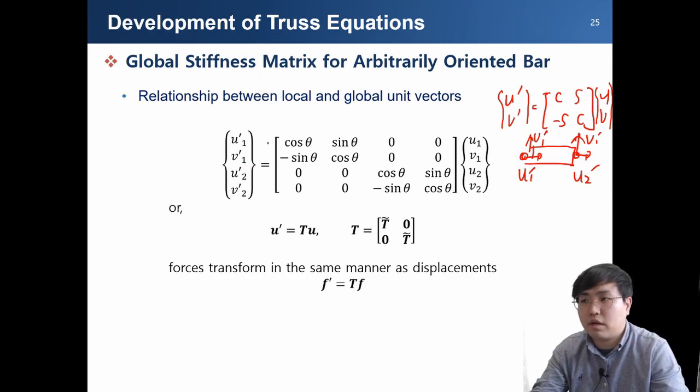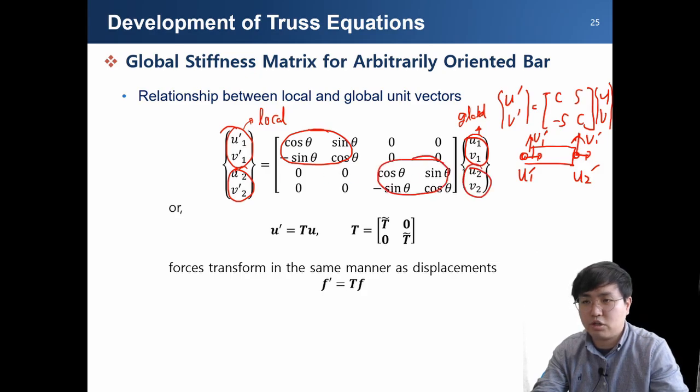So this is the transformed or local coordinate system. This is the global coordinate system. Between the two coordinate systems, they have this kind of relationship. Each has some rotational transformation. This vector also has some rotational relationship.